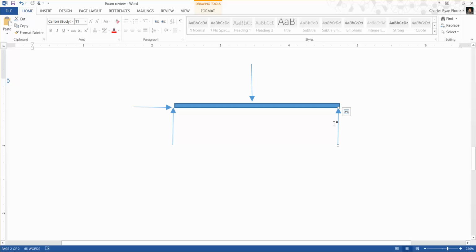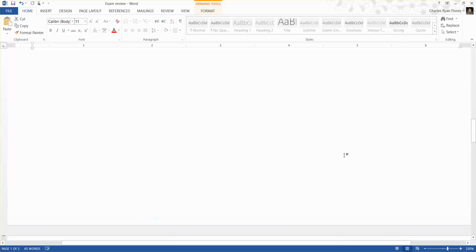So that's pretty much it. This is what the free body diagram is. Remember that a free body diagram contains the body only. It doesn't contain anything else that's in the apparatus or whatever you may have. It's only the single object that you're looking at.